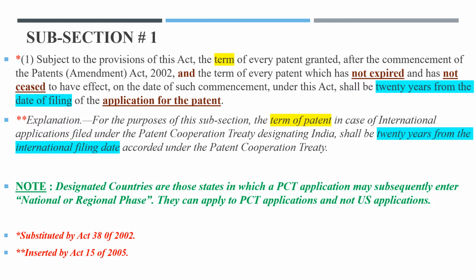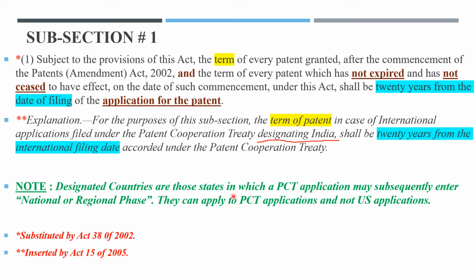Just observe this. Designating India shall be 20 years from the international filing date accorded under the Patent Cooperation Treaty. So what are the designated countries? Just for reference, I have given a note here.